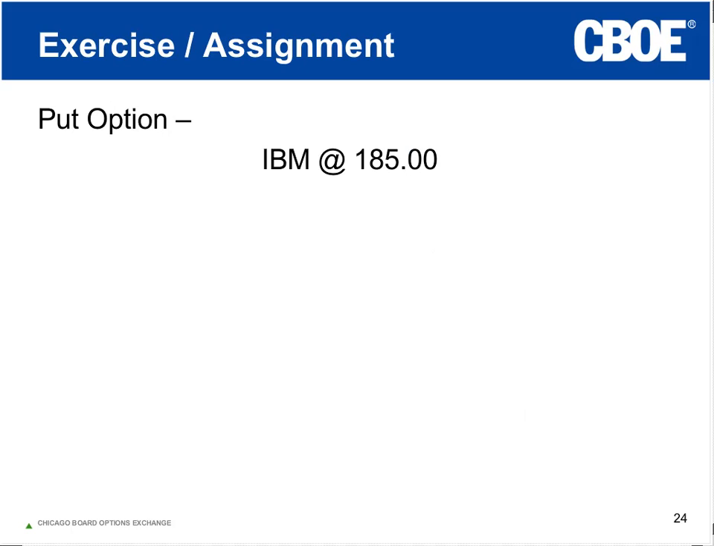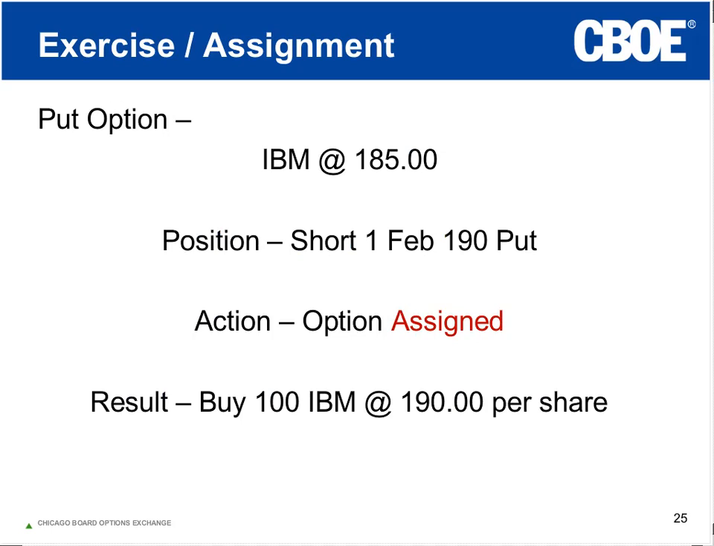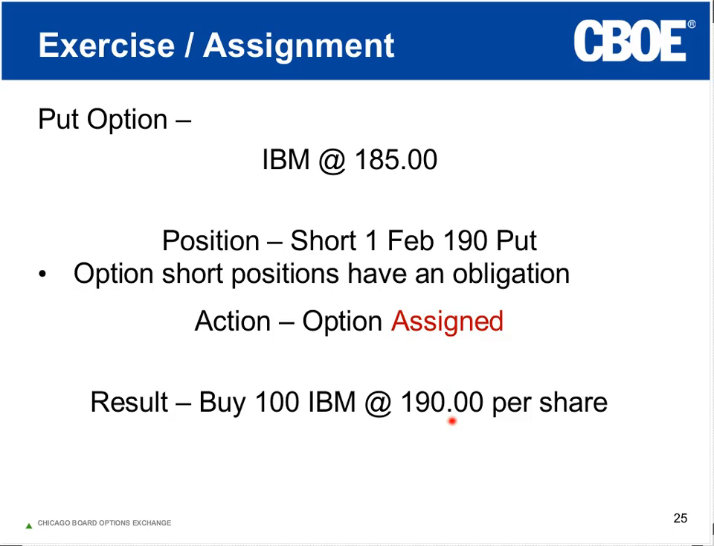On the other side of this, if I'm short one of the February 190 puts, excuse me, I've got the obligation to buy those shares. If I'm assigned on that obligation, I'll end up buying 100 shares of IBM at 190. I'm on the bad side of this, if you think about it. Stock's down at 185, and the result is buying 100 shares up at 190.